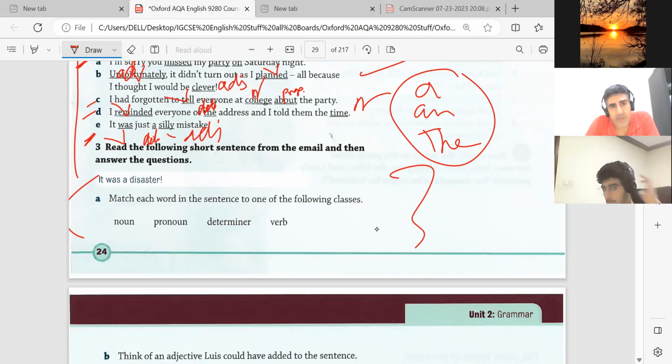Okay, it was a disaster. How many words are there in this sentence? 4 words. Watch out, we have 4 words here. What type of sentence is this, Akram? Simple sentence. Yes, you are right. Simple sentence. Excellent. Here, how many word classes are there? We have 4 word classes. Which one is the noun?